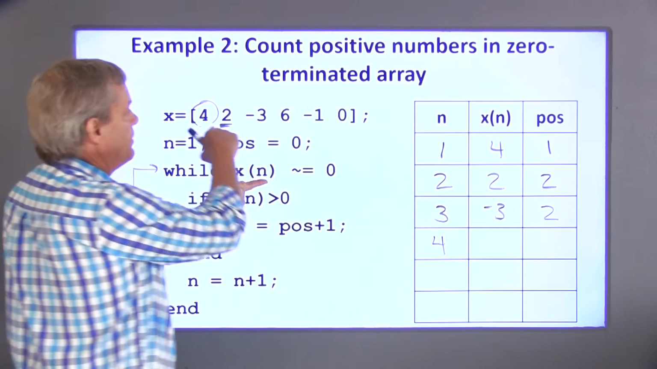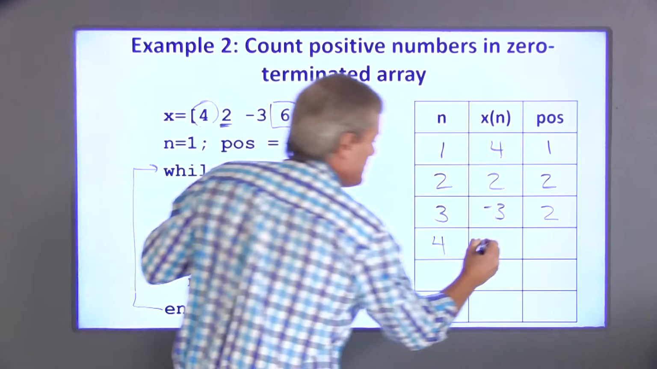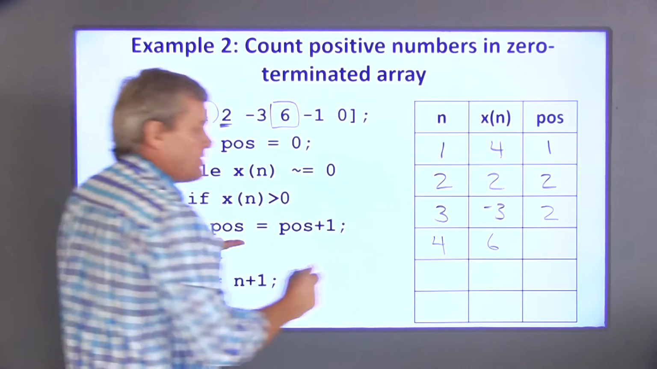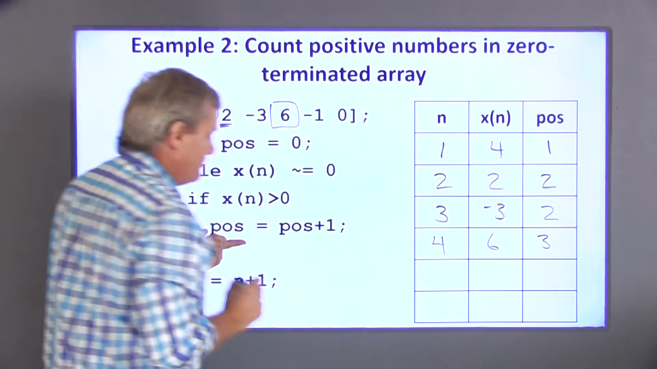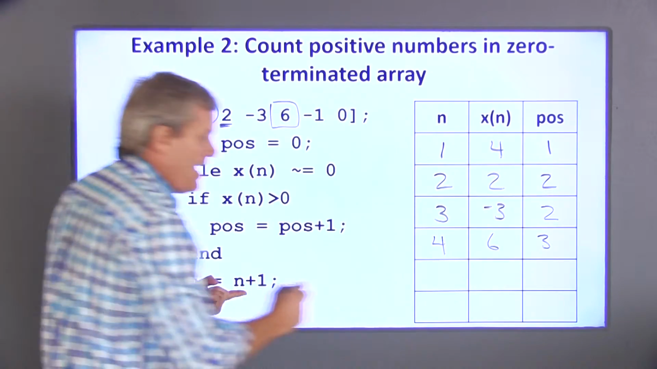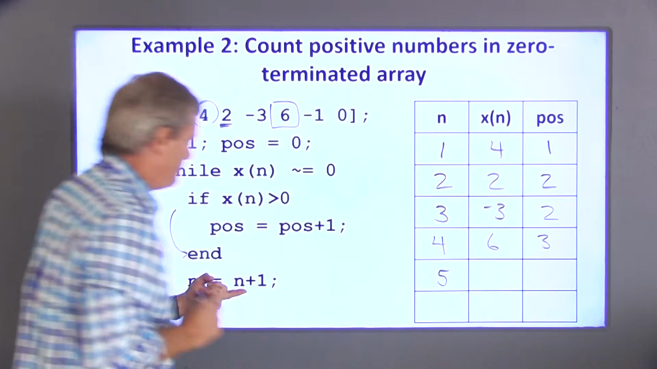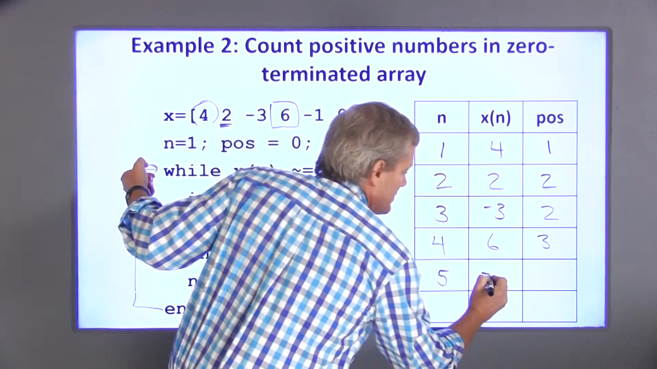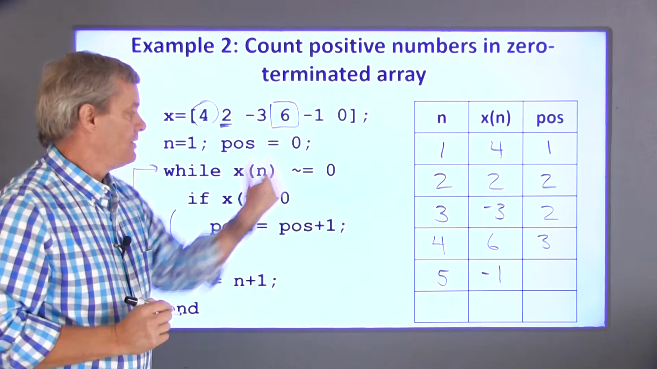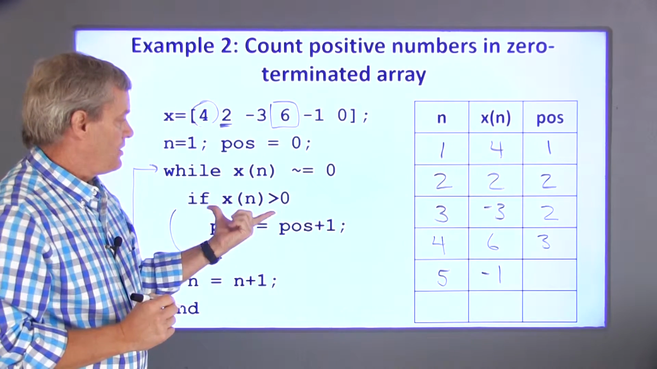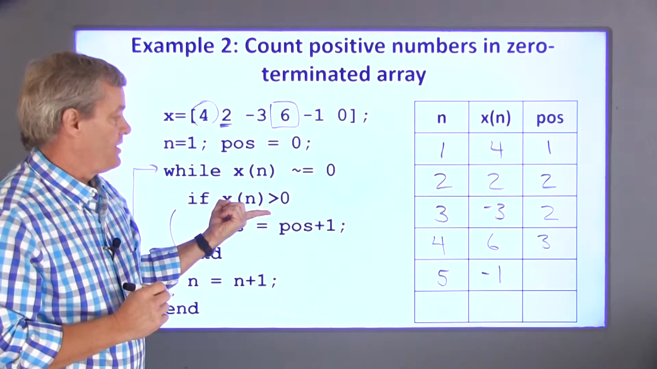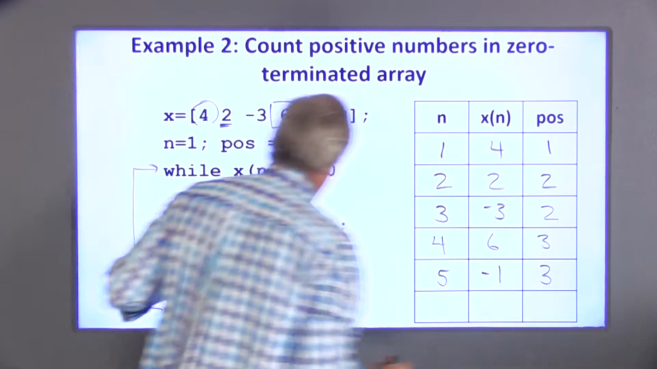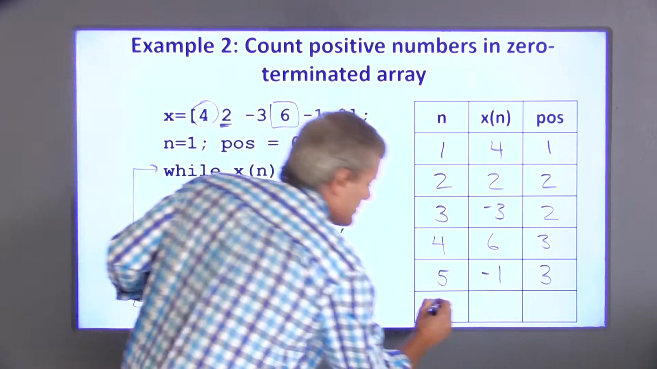X of 4, 1, 2, 3, 4, is equal to 6. 6 is greater than 0, so I add 1 to POS. I add 1 to n for the next time through the loop. 4 plus 1 is 5. Go back up here. X of 5 is equal to -1. -1 is not equal to 0, so I go in here. -1 is also not greater than 0, so I don't change POS. N is equal to n plus 1.